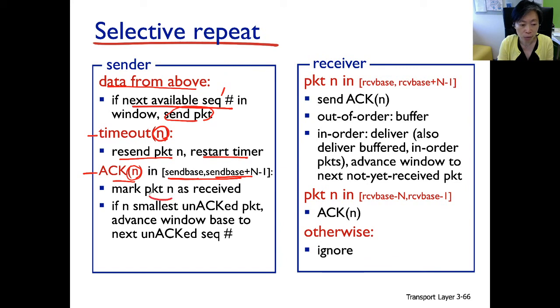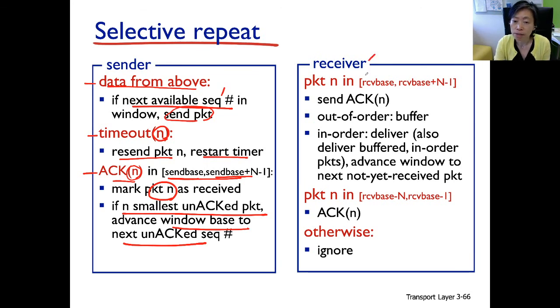Now, once that's the case, we mark packet n as received, so turn it to green. If n is also the smallest unACKed packet, so we turn that into green, there could be a number of other greens following that. Then we advance the send base all the way to the next yellow packet, which is the next unACKed packet. All right, so these are the sender's actions depending on what's triggering the sender's finite state machine to take transitions.